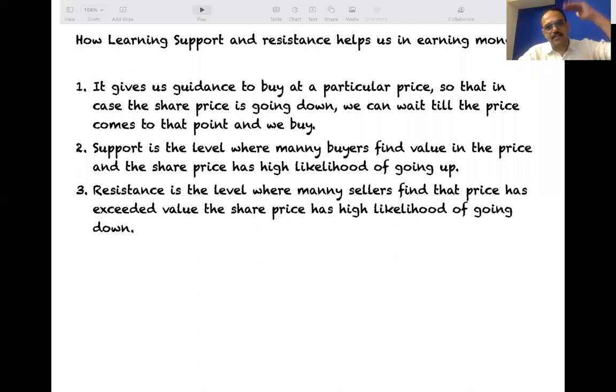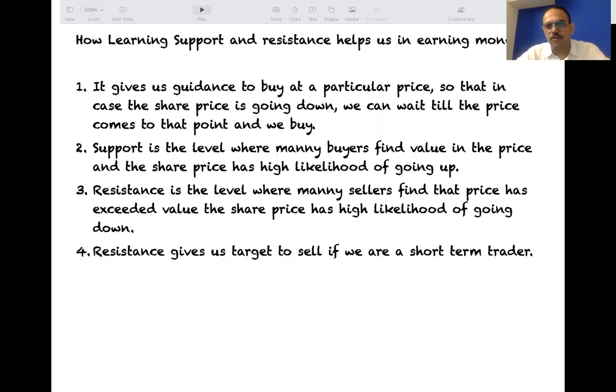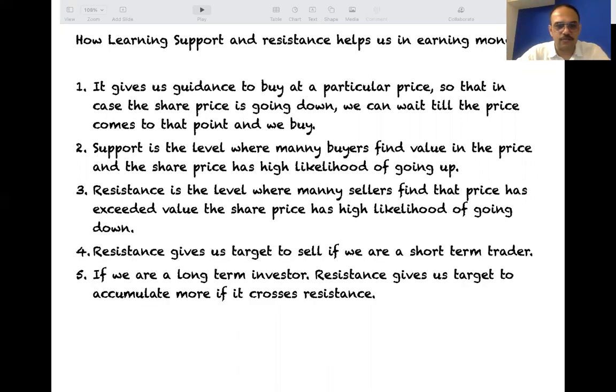And resistance is a level where sellers find that the price has exceeded too much and they want to exit. That time also you should exit. So this is how support resistance helps. That is one thing.